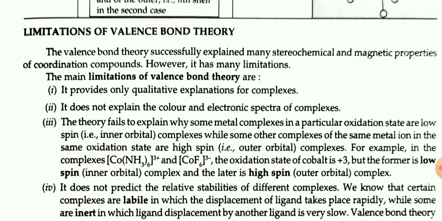Second, it does not explain the color and electronic spectra of complexes. Third, the theory fails to explain why some metal complexes in a particular oxidation state are low spin complexes while some other complexes of the same metal ion in the same oxidation state are high spin complexes. For example, in the complexes [Co(NH3)6]3+ and [CoF6]3-, the oxidation state of cobalt is +3, but the former is a low spin complex and the latter is a high spin complex.